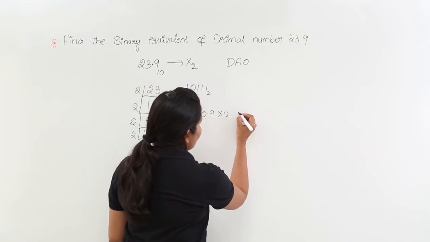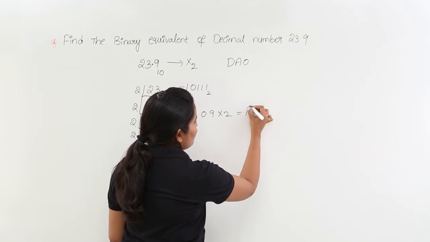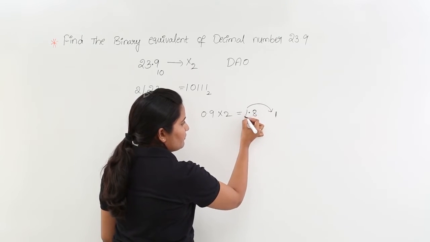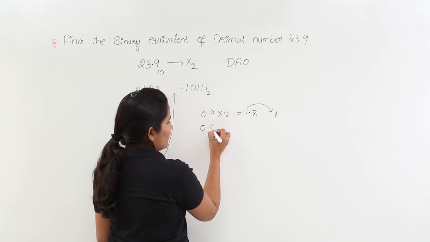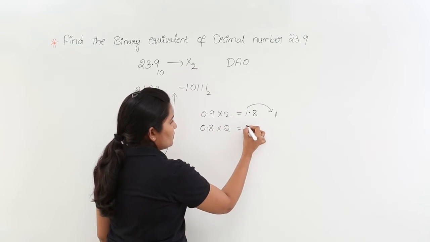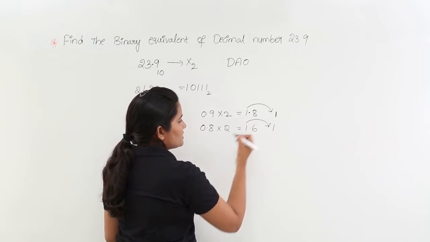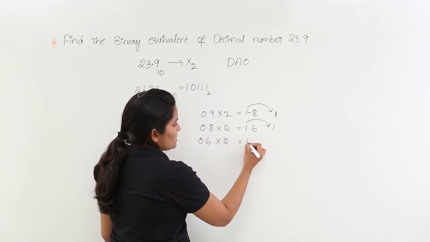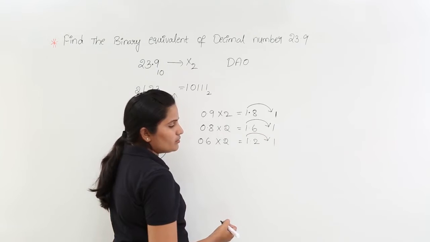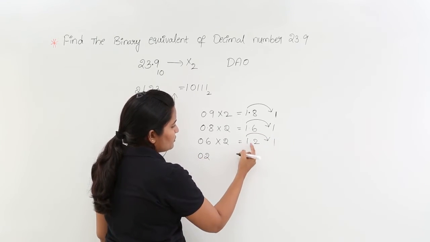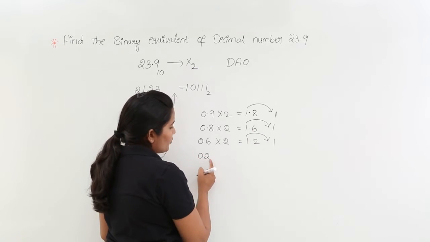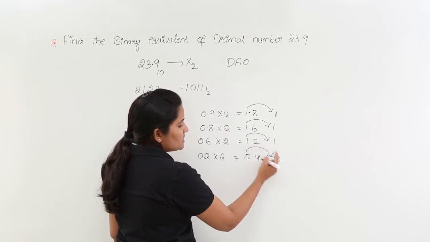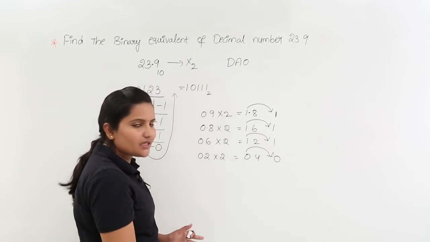Here 0.9 into 2 is equivalent to 1.8. You need to consider this digit before the point. After taking this out, the remaining is 0.8 from 1.8. 0.8 into 2 is 1.6; again you take the 1 out, and the remaining is 0.6. 0.6 into 2 is 1.2; again I am taking out this 1. The remaining is 0.2 after taking this out. 0.2 into 2 is equivalent to 0.4. Here I am taking out this 0, and the remaining is 0.4. This process will continue.